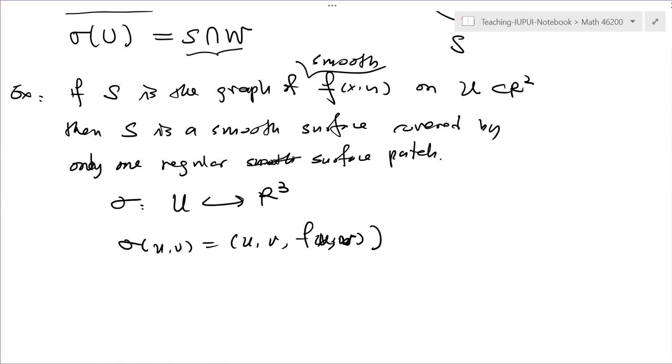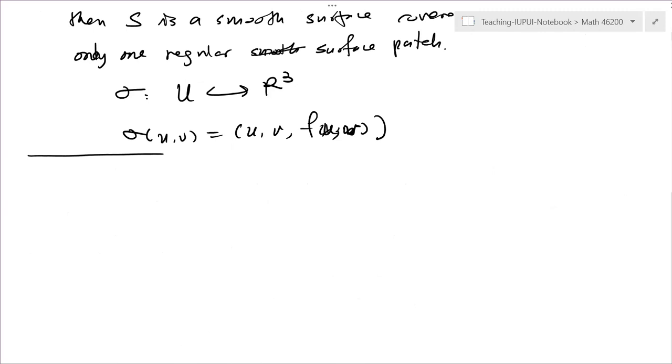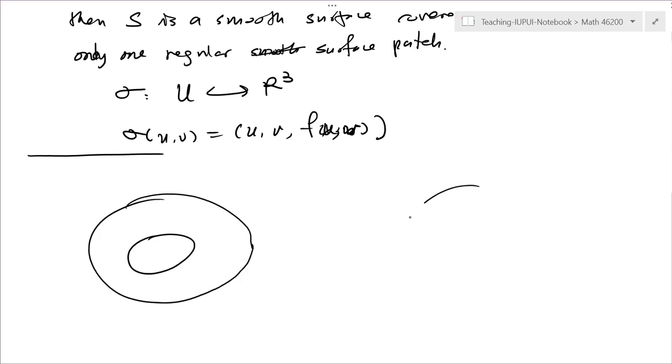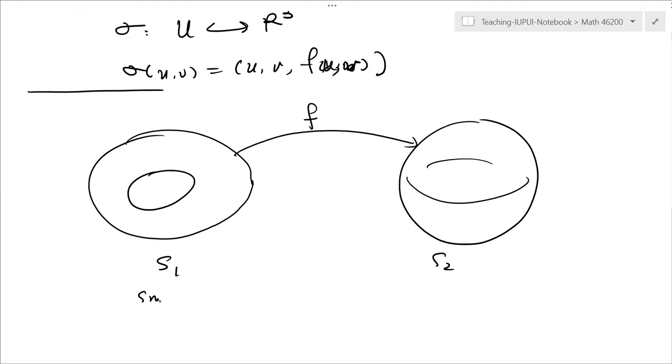Now, today we are going to talk about smooth maps. How to define the smooth map? Suppose you have a map from a surface to a surface. Maybe this surface is a torus, and here's a sphere. It's possible, right? So I have a map F from S1 to S2, and both are smooth surfaces.